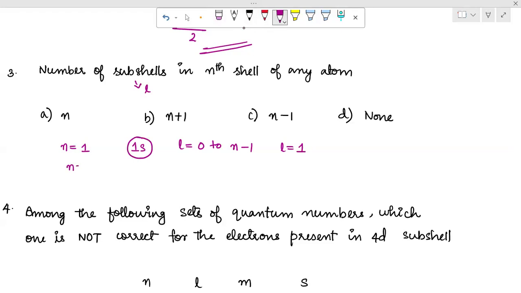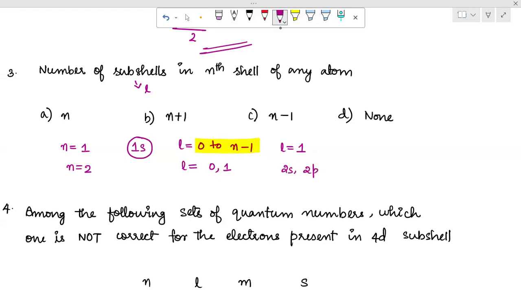Let's say your value n is equal to 2, then your values of l can be 0 and 1, because the values of l can start from 0 and end at n minus 1. So you have got two subshells, correct? l is equal to 0 and 1, so you have two subshells. Those subshells are 2s and 2p.